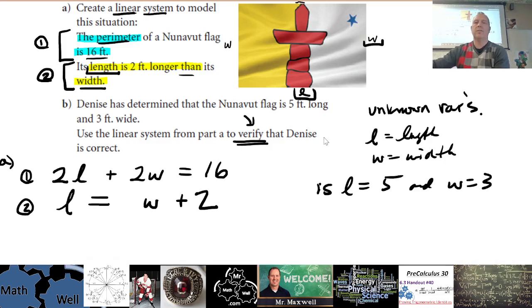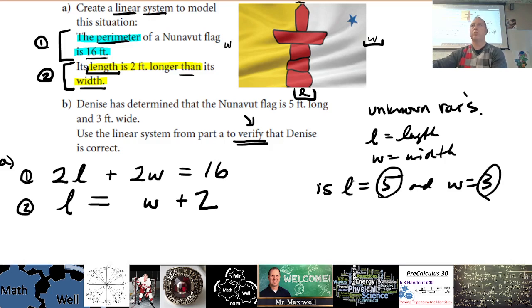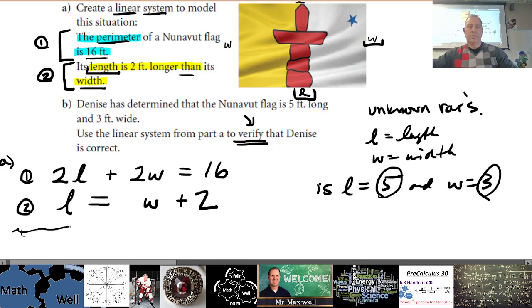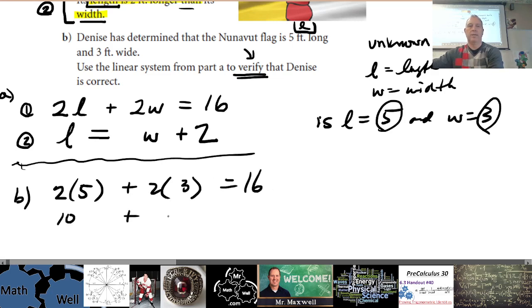Well, if that were the case, then these values of 5 and 3 should satisfy each equation. And by satisfying the equation, what I mean is that when you plug those values in, the left side should equal the right side. It should be an equation. Everything should line up. So let's test. Okay? So B, I'm going to try 5 and 3 in the first equation. 2 times 5 plus 2 times 3 should equal 16. Let's see. 10 plus 6 equals 16. That is true. So that works for the perimeter.